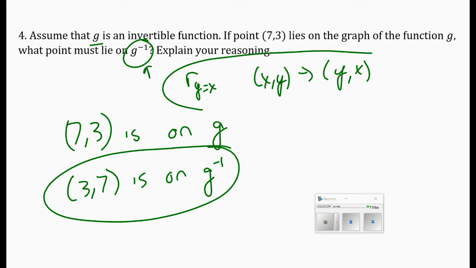That's it. Explain your reasoning. You should write a sentence or two about how to find the inverse, we reflect it over y equals x.